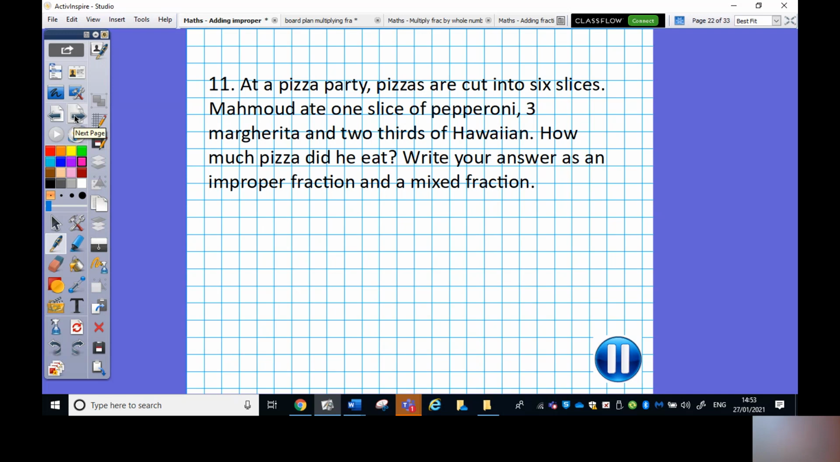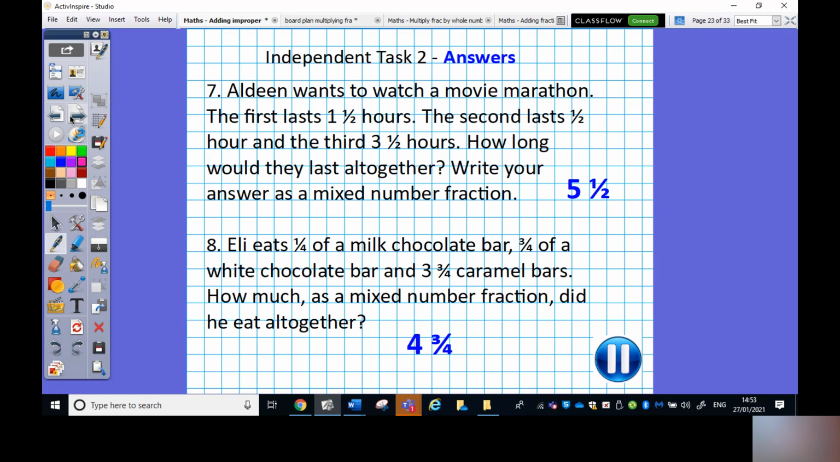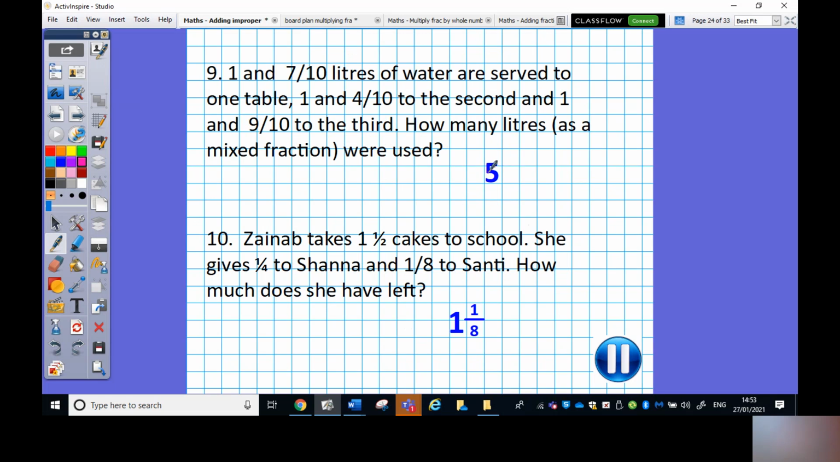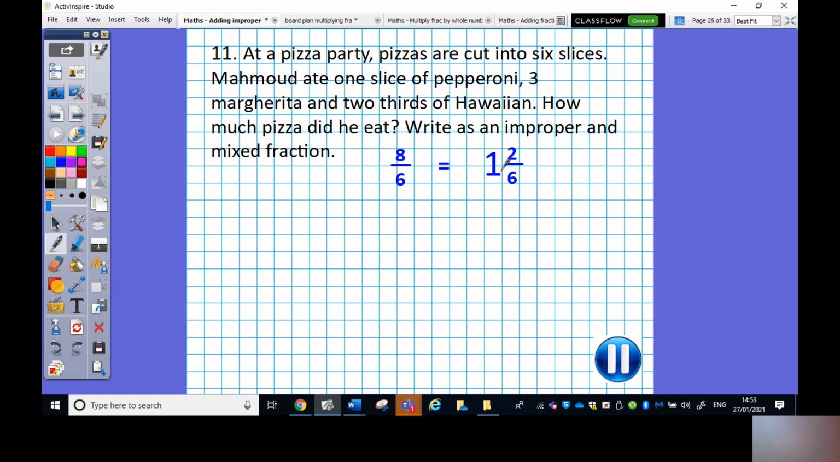So, how did you do? Let's take a look. Oh, sorry, number 7 is 5 1/2. Number 8 is 4 3/4. Number 9 is 5. Number 10 is 1 1/8. And number 11 is 1 2/6, or 8/6 as an improper fraction.